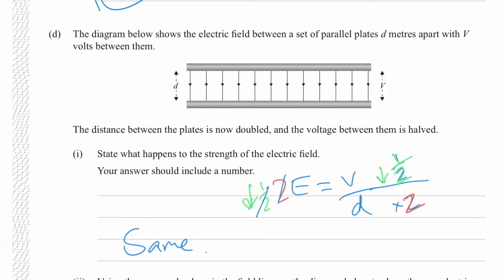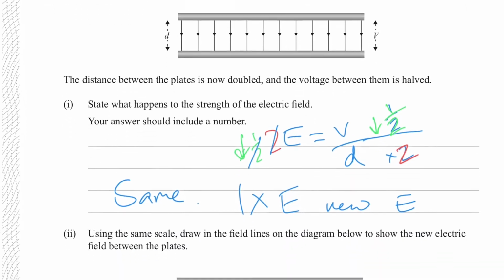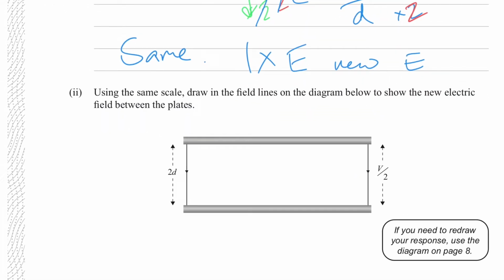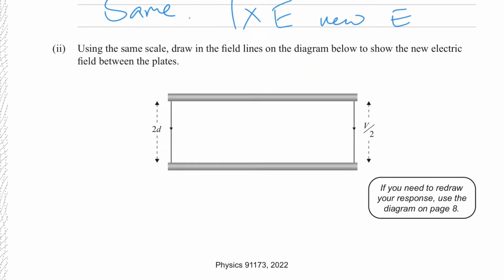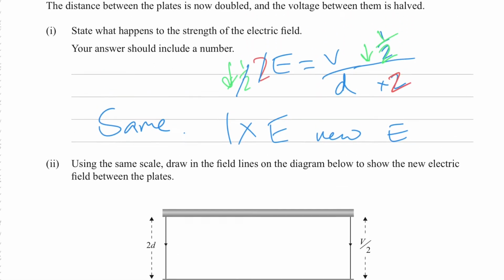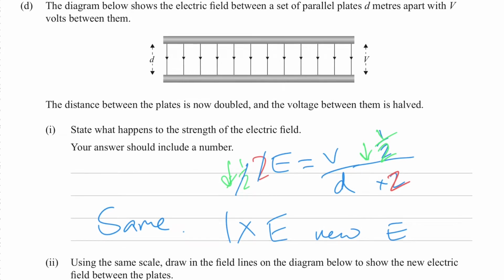And how do you get a number from that? I think what they're trying to get at is whether it's double or half. Okay, so your answer is saying 1 times E is the new E, unless I've missed something obvious there. Comments below tell me what I might have missed if I did get it wrong. Anyway, using the same scale, draw the field lines on the diagram below to show the new electric field between the plates. Hang on a minute, I might have done something wrong here.